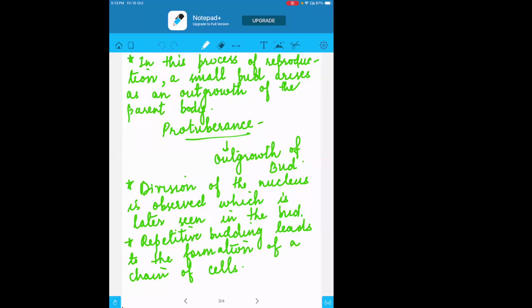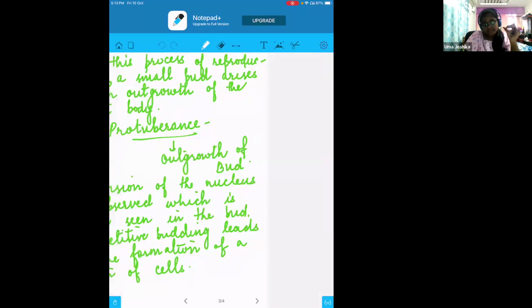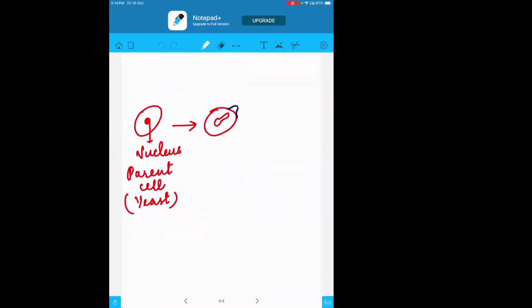Now, children, shall we go to the next page? Yes, ma'am. Okay. Here in the diagram, the reason I asked you to draw the diagram again is the proper labeling and steps. This is step A. This is step B. In step B, what is happening? The formation of the bud. So here we should write, sorry, the spelling is wrong, formation of bud.